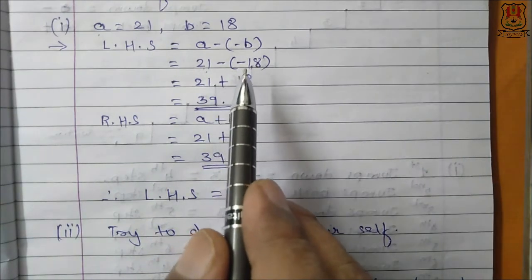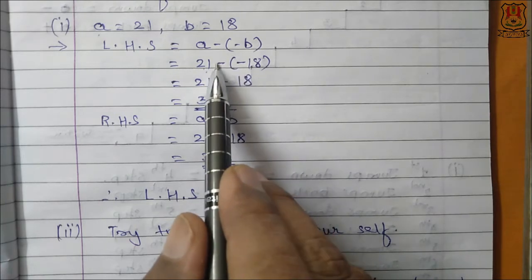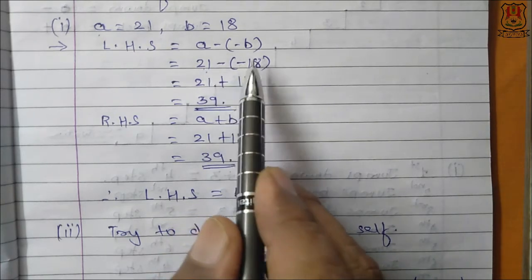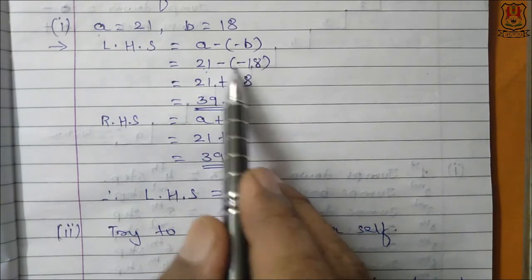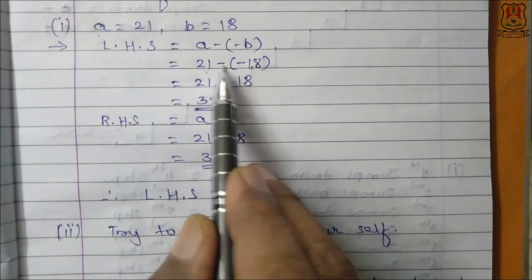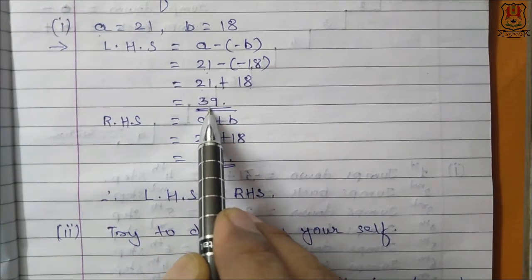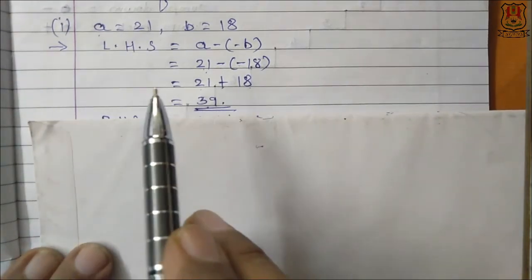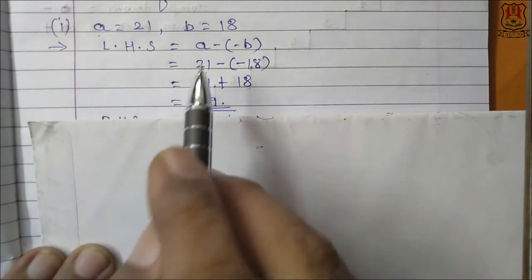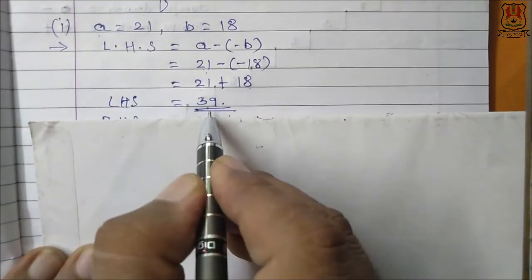So again recall what I have explained, that whenever there is a negative sign outside the bracket, the sign changes while opening the bracket. So now we are going to open the bracket. So 21 plus 18, minus minus becomes plus. So 21 plus 18 is equal to 39. So the left hand side answer we got is 39.